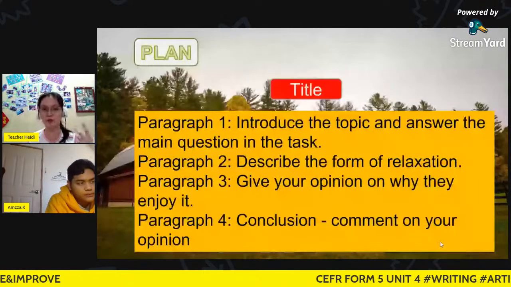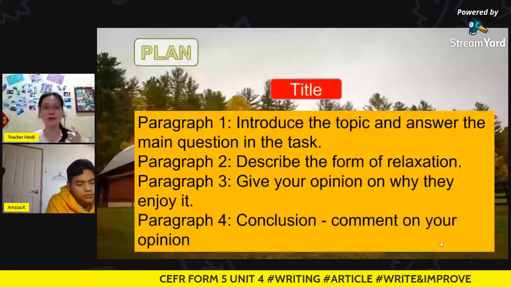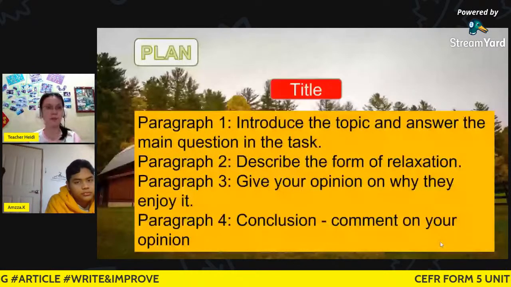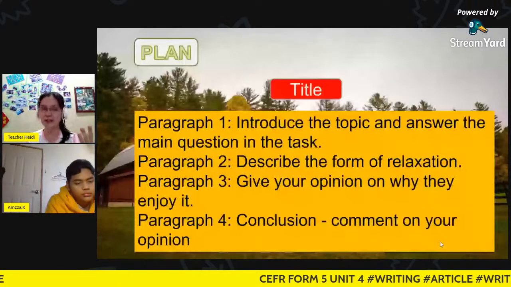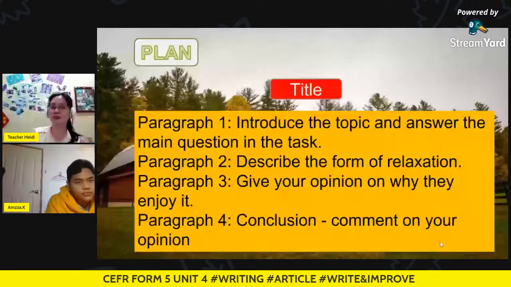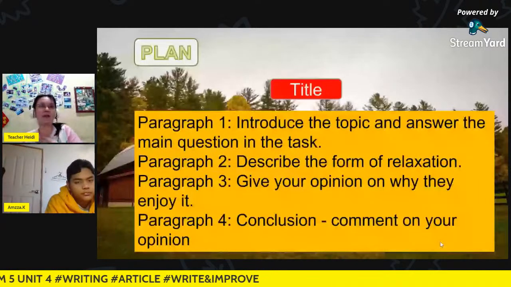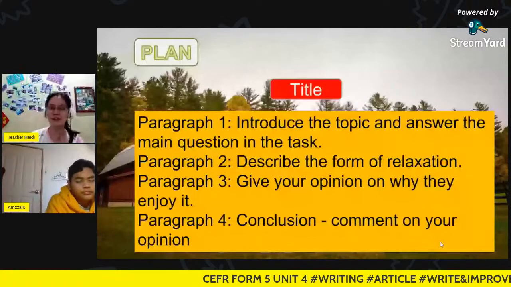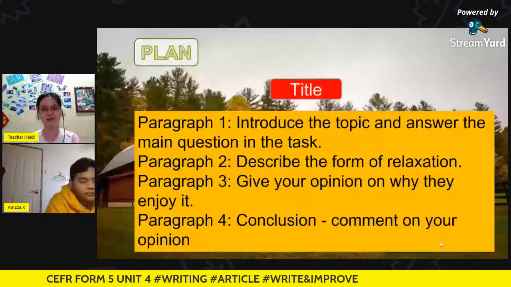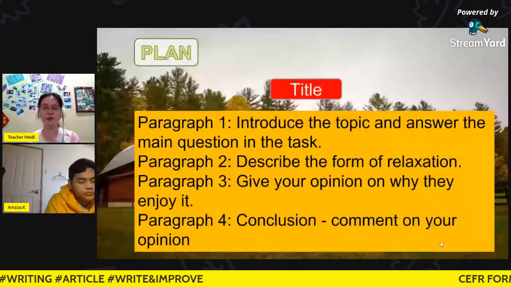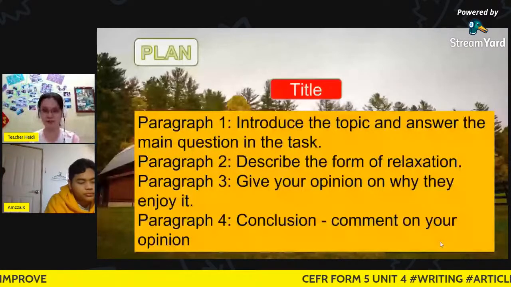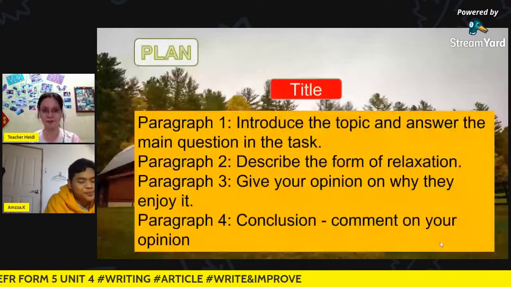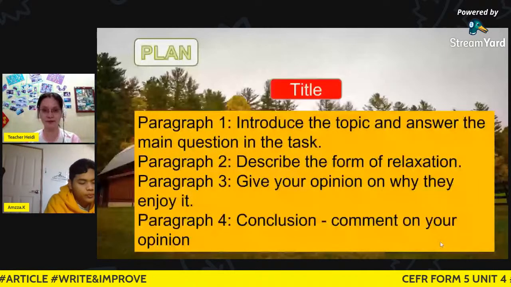In paragraph one, you introduce the topic and answer the main question in the task. In paragraph two, you describe the form of relaxation you choose, because everyone has a different type. Maybe Amza prefers to sing as relaxation. For me, I feel very relaxed when I do coloring, maybe because I like arts. Some people like sports; when they play sports and sweat, that is their relaxation. So make sure you think of one. Then you give your opinion on why they enjoy it. In the conclusion, make sure you give your own point of view.